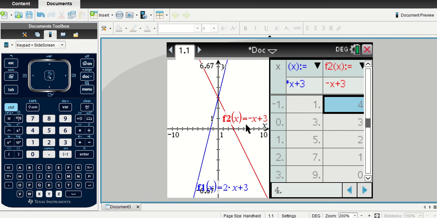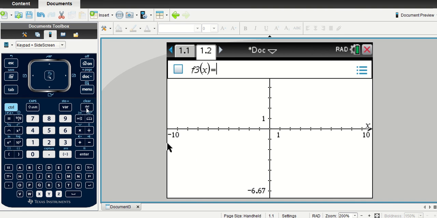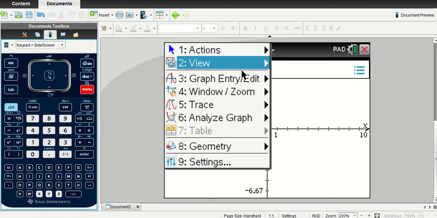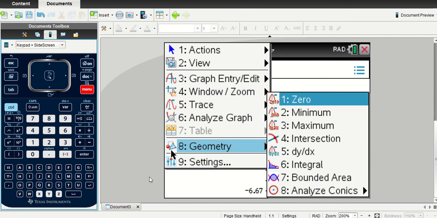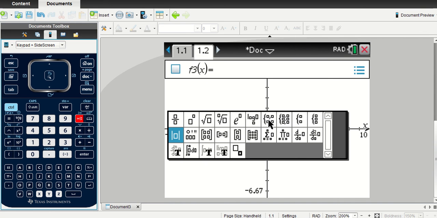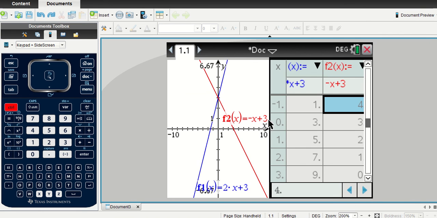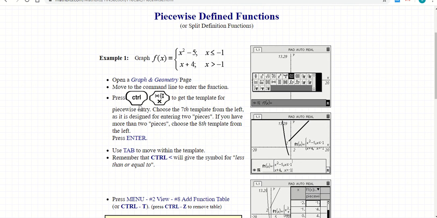Now on your calculator, we're going to open up another calculator page. What we're going to do is press this function button, and we're going to go ahead and choose this guy right here. So this is the MathBits website, and this is a great example of choosing how to do this.